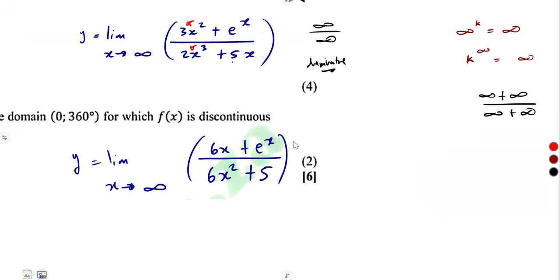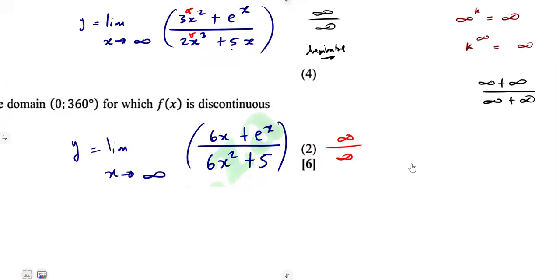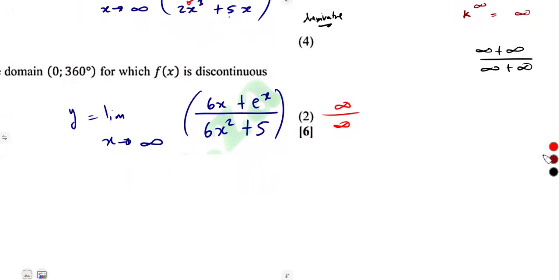We substitute the limit again. You can see it's going to be infinity over infinity there, and this is going to be infinity plus 5, which is what? Infinity. So we still have the indeterminate form where we must differentiate again the numerator and the denominator.